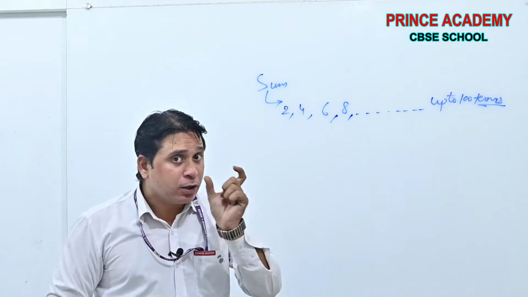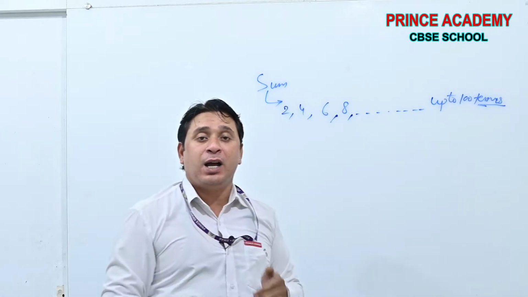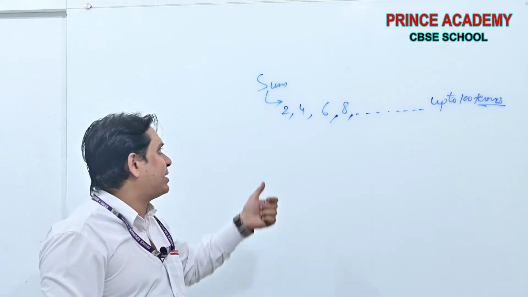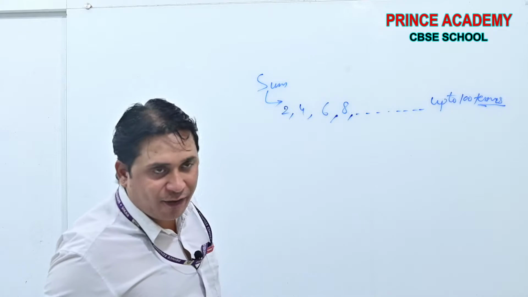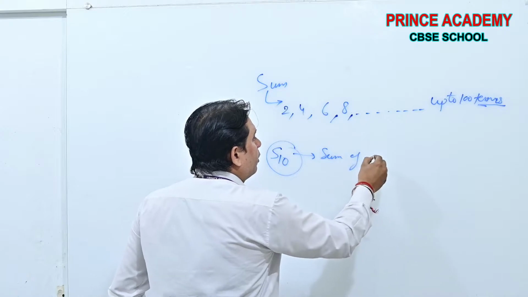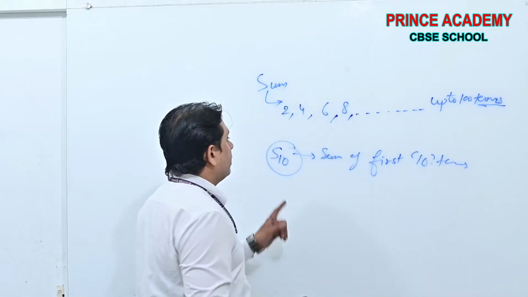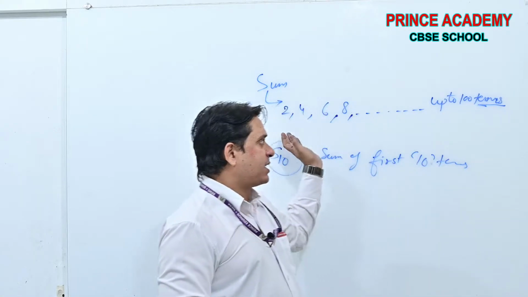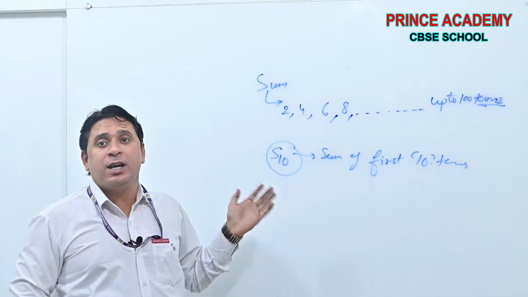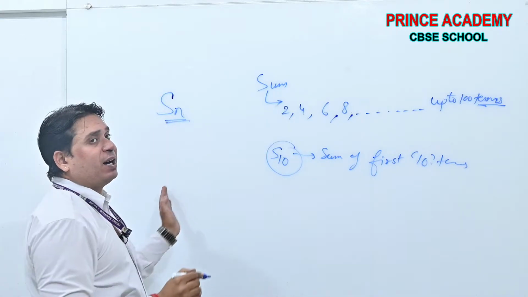See, beta, note my words. I am saying sum of first n terms of the AP. First n terms means every time the sum of the terms will start from the first term. If I say S10, it means sum of first 10 terms. Are you getting my point? S20, sum of 20 terms. S100, sum of first 100 terms. S30, sum of first 30 terms. Sn, sum of first n terms.